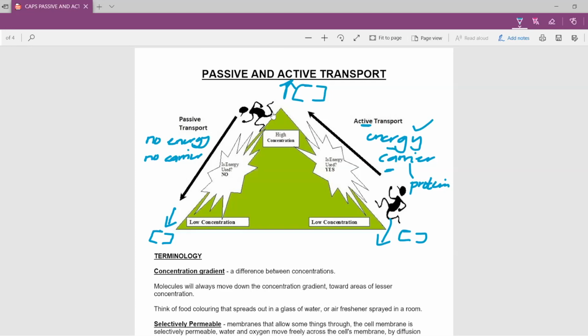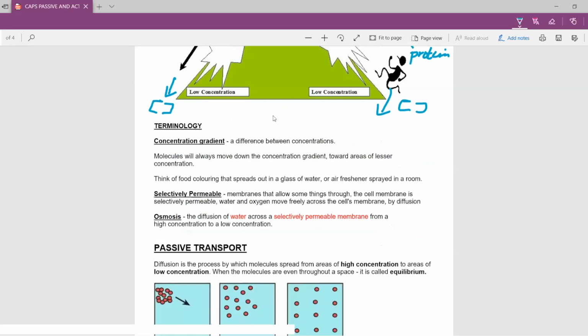Now, very important terminology you have to know is a concentration gradient. That's the difference between concentrations. If you have a high concentration and a low concentration, that's a gradient. It's a difference in the concentration. If you have a high and a high concentration, that is not a gradient, that's not a difference in concentrations. Molecules always move down a concentration gradient. It's always easy to move from a high to a low, so you always move from an area of high concentration to an area of low concentration.